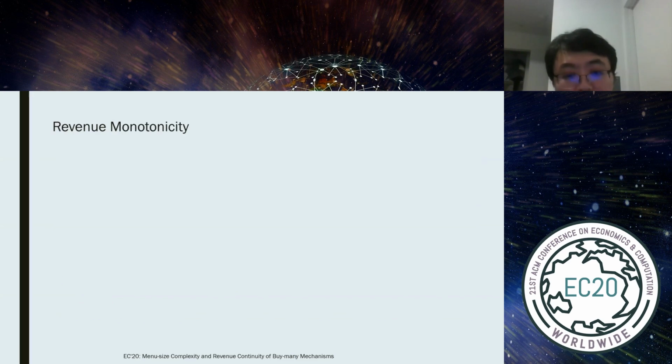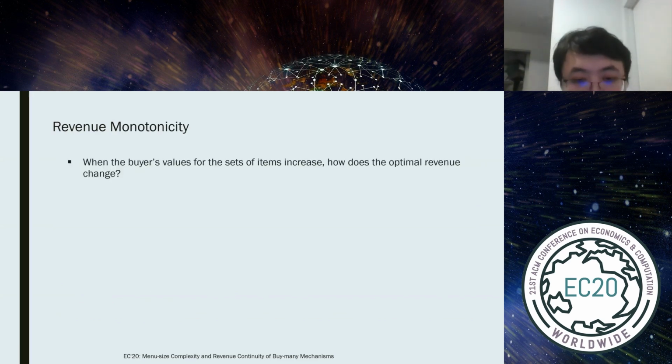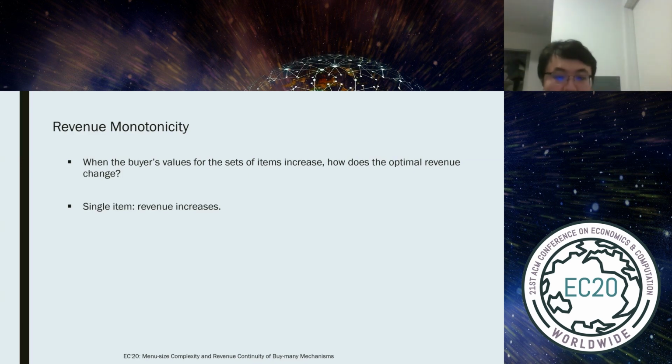And the second property we want to explore is revenue monotonicity. So we want to understand the following question: when the buyer's values for each set of items increase, how does the optimal revenue change? When selling a single item, the revenue increases, since the posted pricing mechanism is optimal, and the same mechanism has increasing revenue for the perturbed distribution.